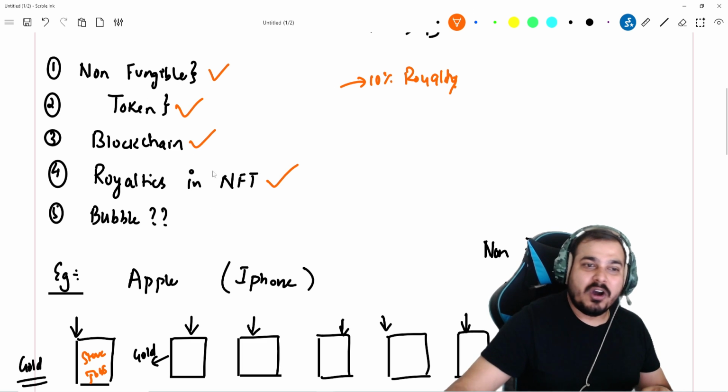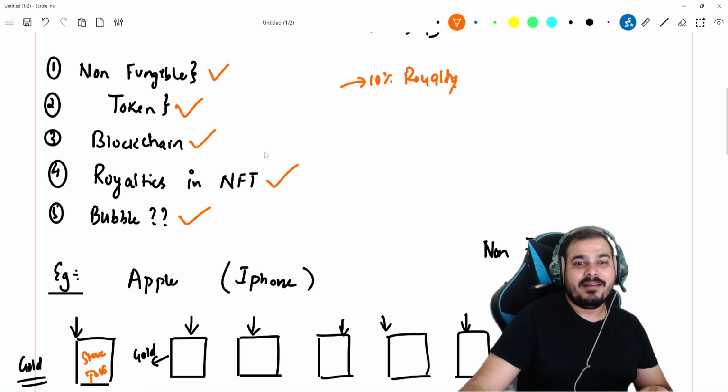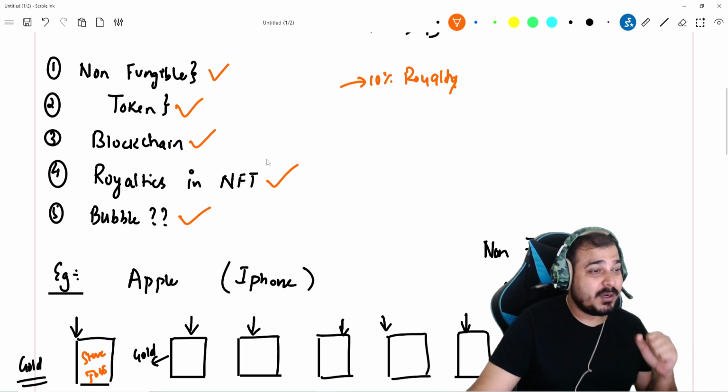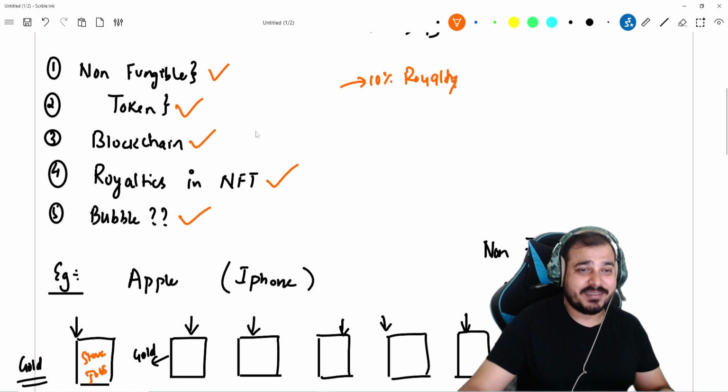Just comment your thoughts, guys, on whether it is a bubble and what will be the future with respect to NFT. But right now, many people are doing it, many people are buying it, many people are selling it, okay?